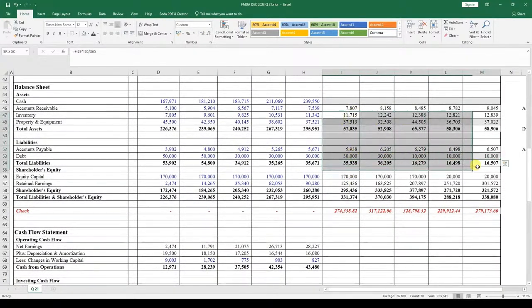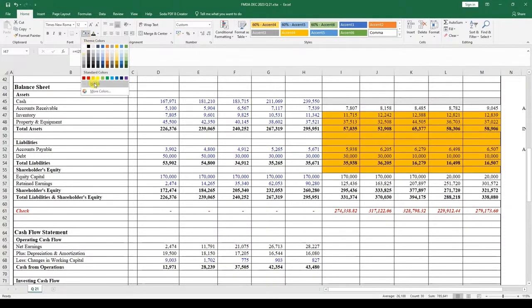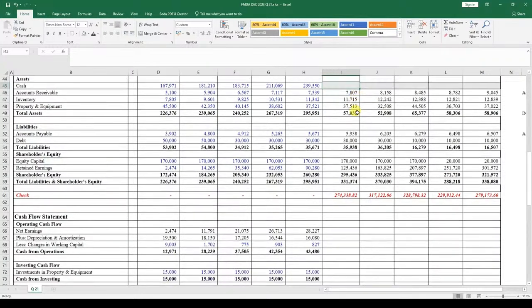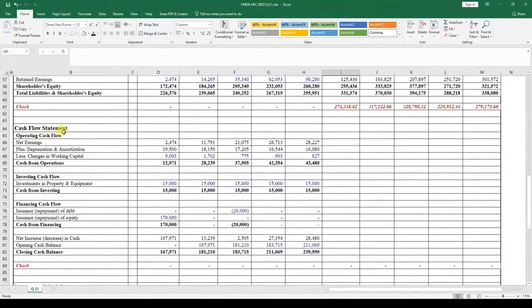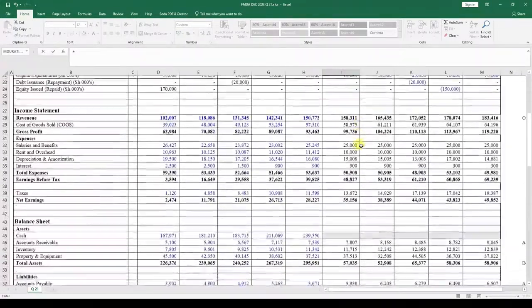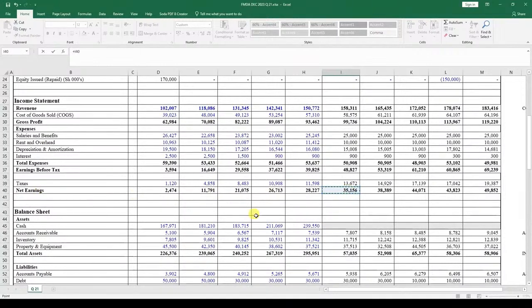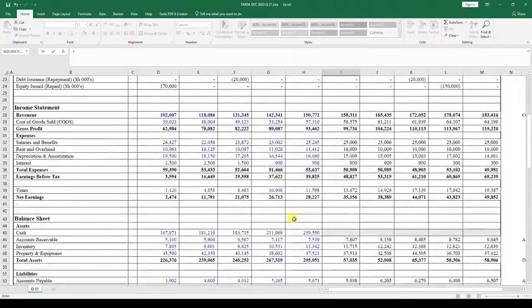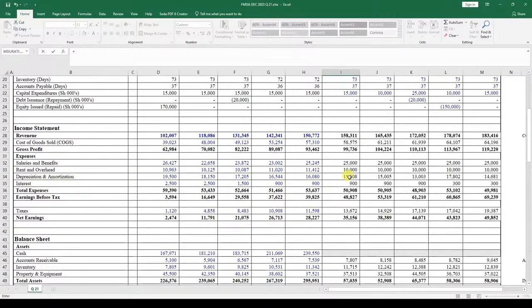So we can then, of course, now remove the theme color, put it here like so, with the exception of the cash. Now let's fill out the cash flow statement. Net earnings is picked up from above here. Here 35 is the net earnings, you can see the net earnings is there. Here we have the depreciation and amortization over here, so we pick that.